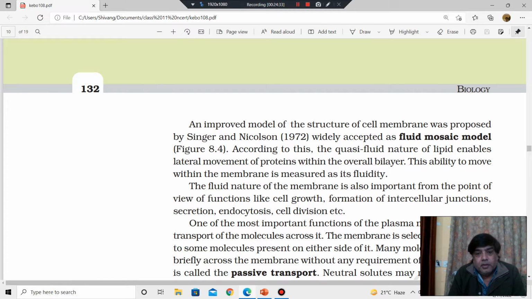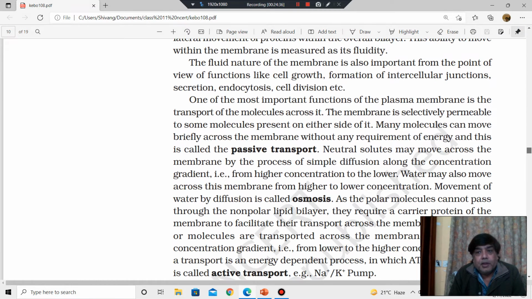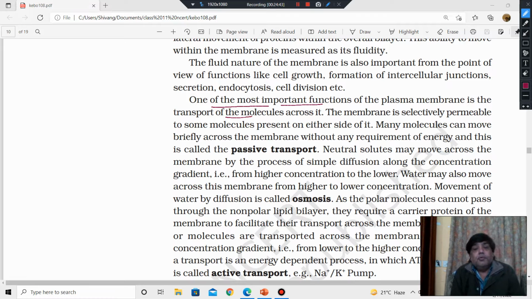Okay. One of the most important functions of plasma membrane is the transport of molecules across it. This is the most important function. One of the most important functions of plasma membrane is the transport of molecules across it, that it allows some molecules to get passed through it and does not allow some molecules to pass through it. The membrane is selectively permeable to some molecules present on either side of it.